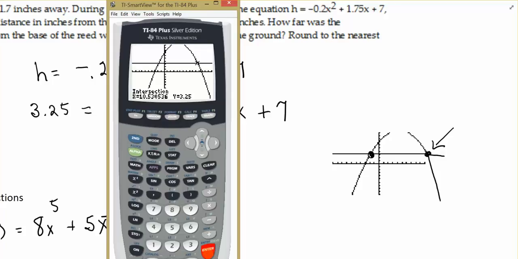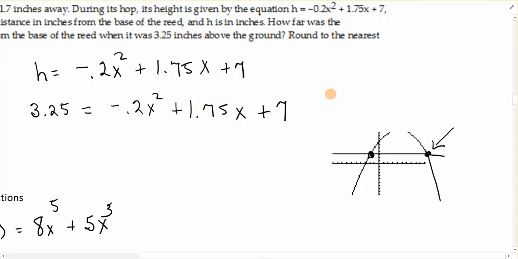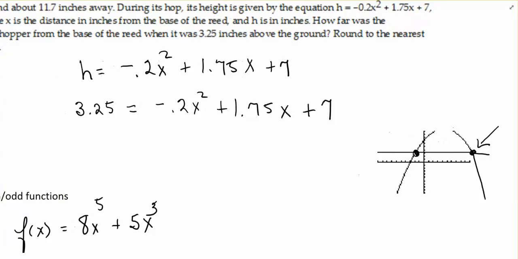Did anybody get that? 10.53? Okay, so that is how far he was from the base of the reed when it was 3.25, when he was that high in the air. Okay, so your answer would be the 10.53. So we said this was, what did we say this was, 10.53?